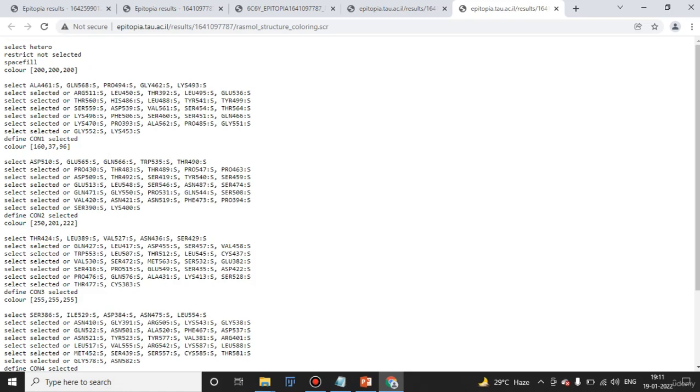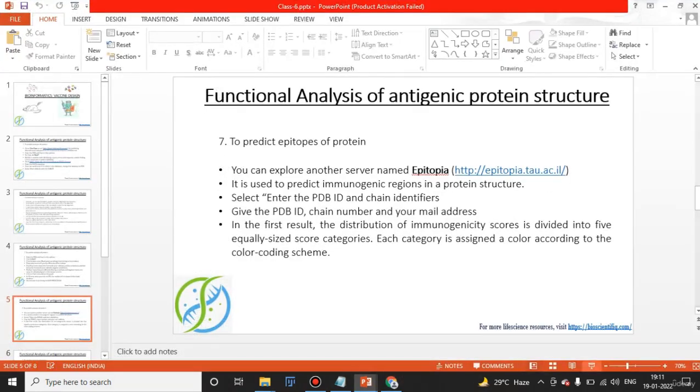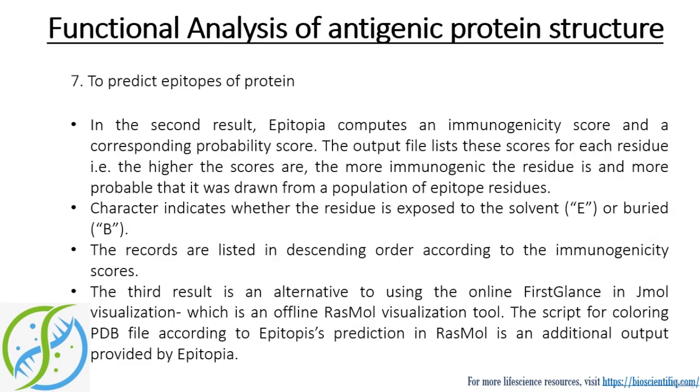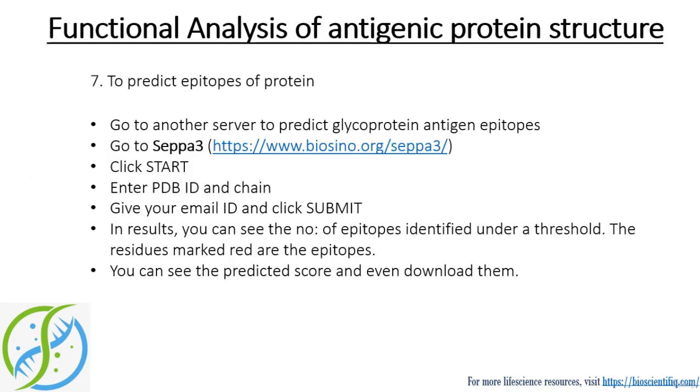Okay. Now let's go to another server. Let me just go to the PowerPoint slide. So this was the server that we just discussed, Epitopia, where we entered the PDB ID and chain, the ID that we got from the BLASTP, right? Yeah. Now the next server that we'll be going to is SEPA3 to predict the glycoprotein antigen epitopes.